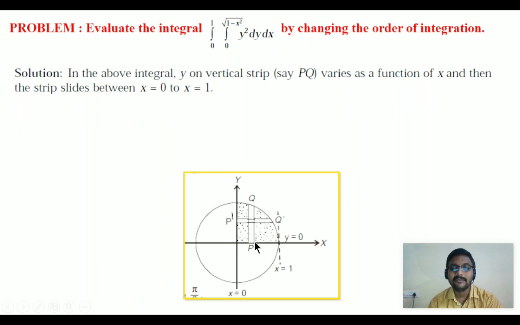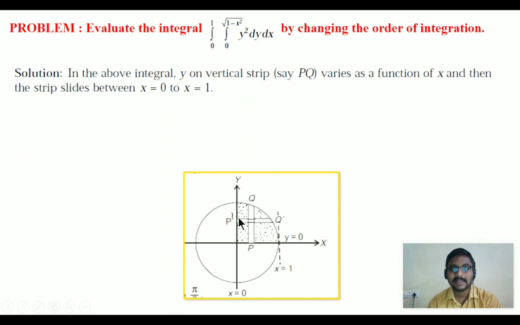The lower part of the strip touches the x-axis, so y equal to 0. The upper part of the strip touches the curve, that is the circle, where y is root of 1 minus x square. PQ is the old strip. But we have to change the order. Change of order of integration requires changing the limits also. For this, we have to draw the rough sketch of the region and change the limits accordingly.